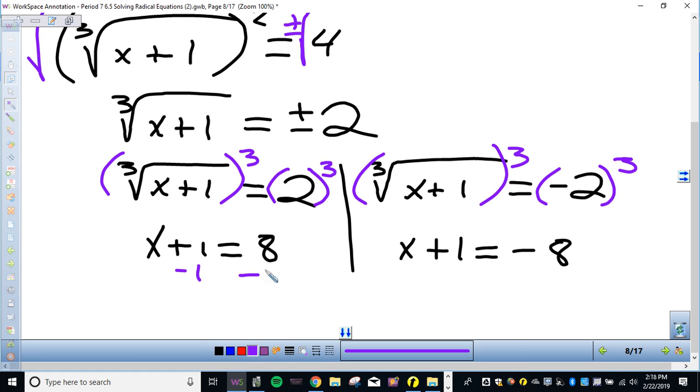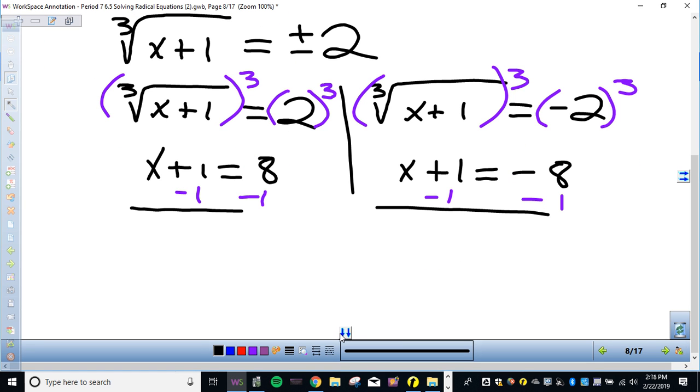Yeah, we're going to subtract the 1. I'm just trying to go slow. I always go too fast in this class. So on this left equation, we end up with x equals 7. On the right equation, we end up with x equals negative 9. Now we got to check.